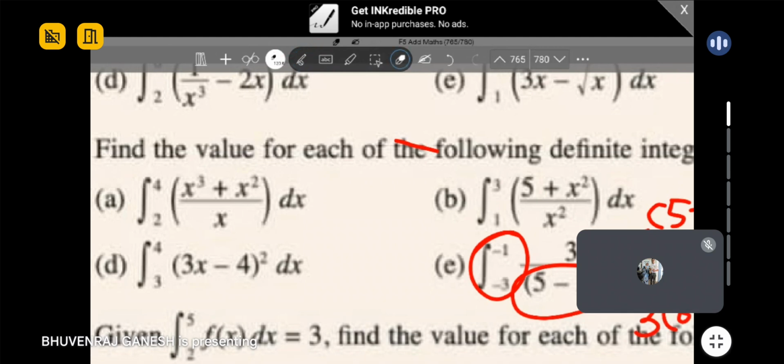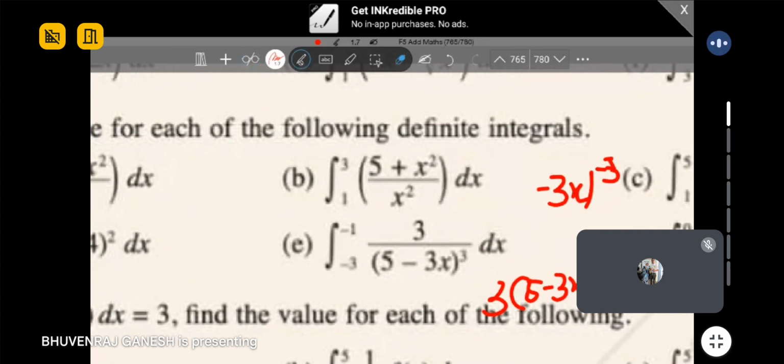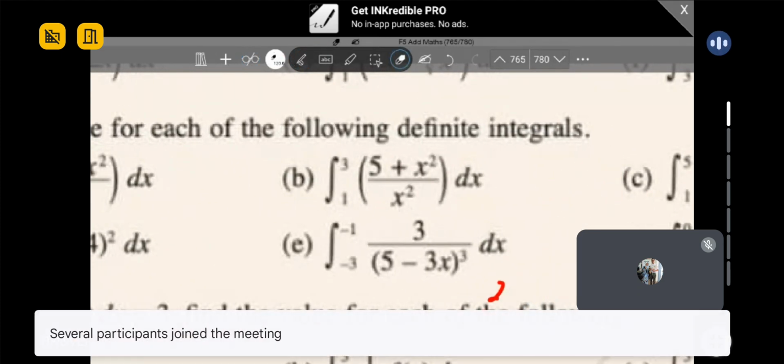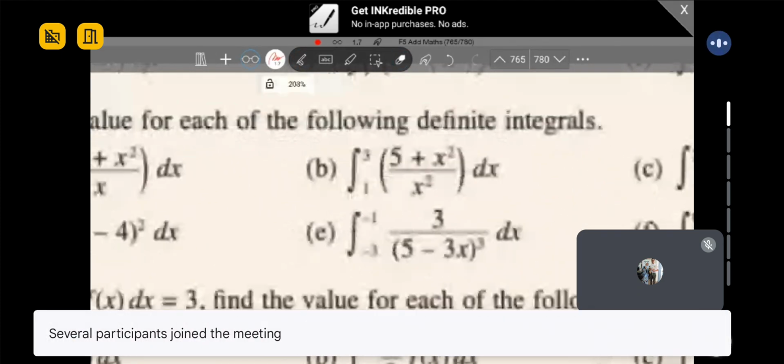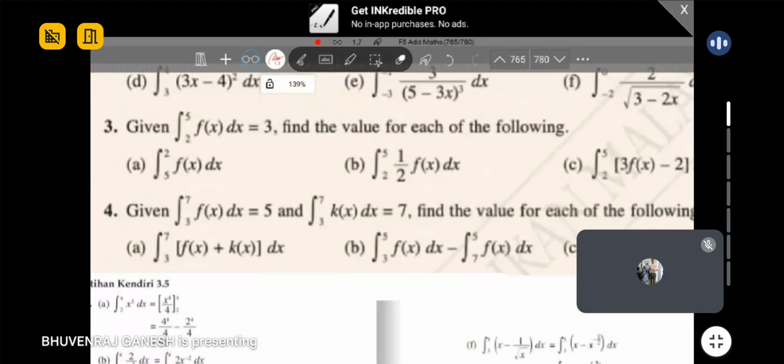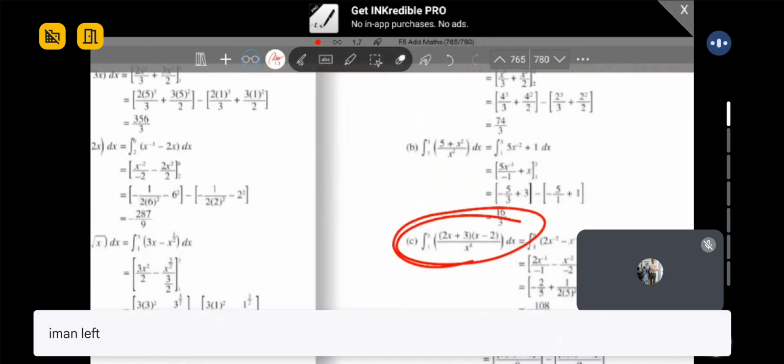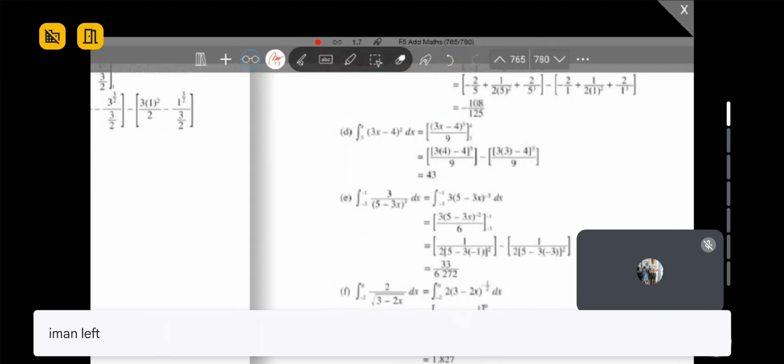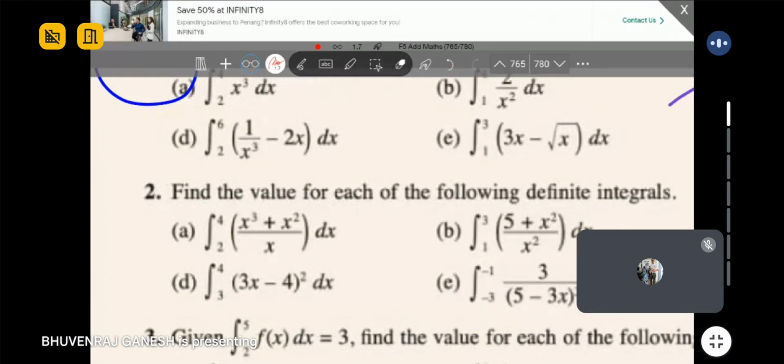Okay, so any problem to integrate this equation? I think should be no problem, right? Okay, very good. So guys, for question E, you will get this answer. Sorry.